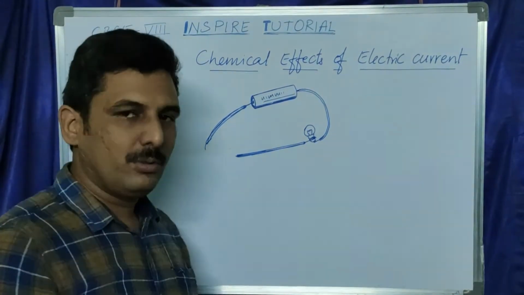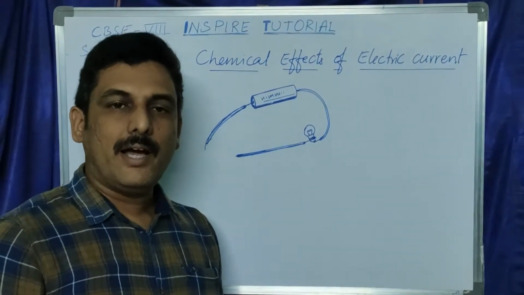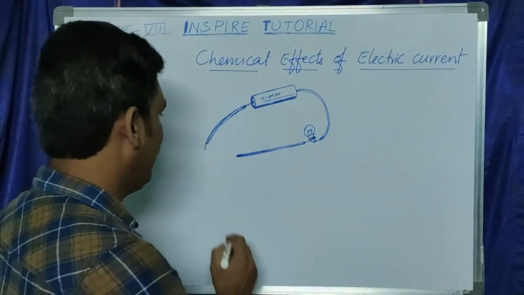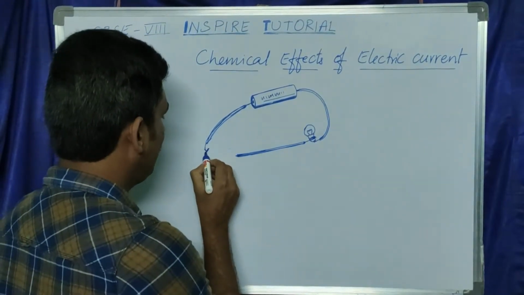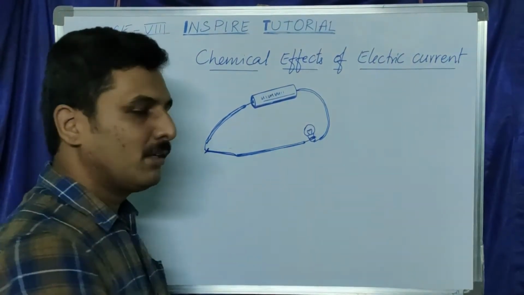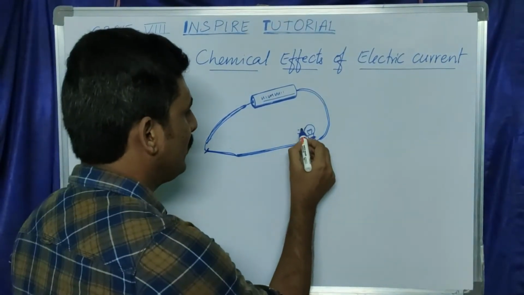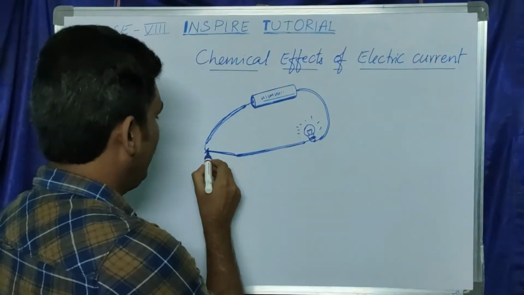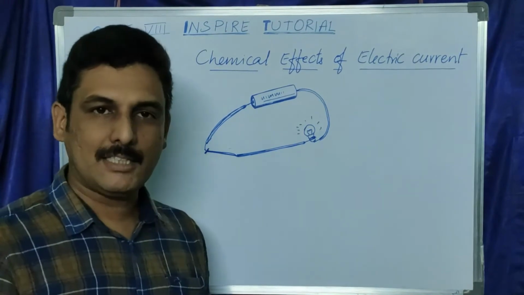And if I want to know whether an iron nail can conduct electricity or not, I will take the iron nail here and put it between these two ends. If the bulb glows, it indicates that the iron nail can conduct electric current.